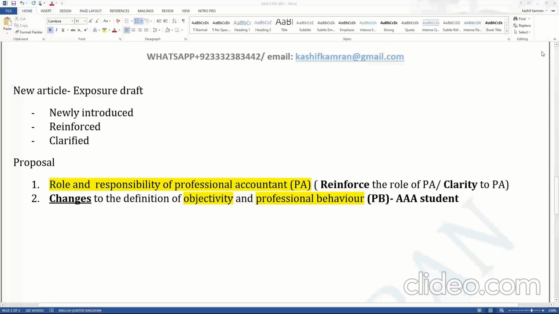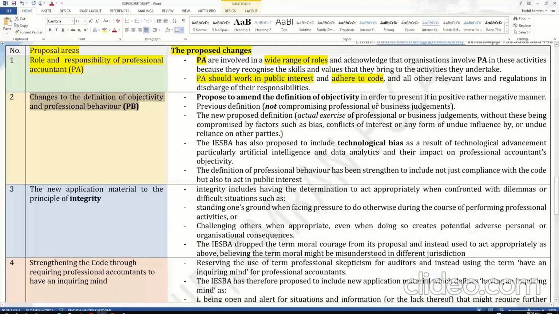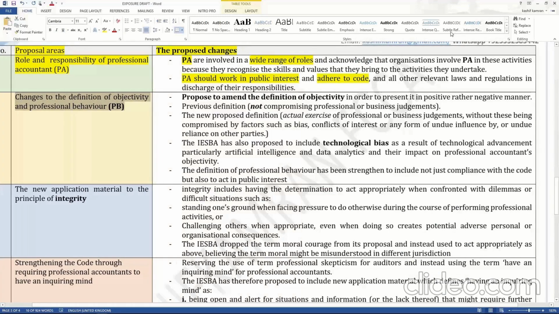So you need to prepare in an excellent manner here, right? Is that clear? So let's find out the changes in the definition of objectivity and professional behavior. I'm taking back my table to explore it. Okay, let's find the changes.